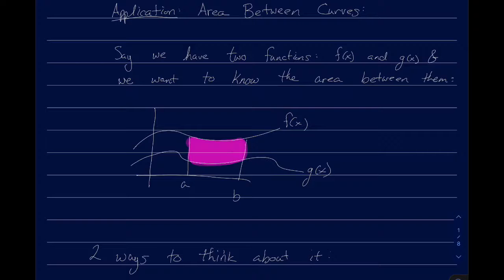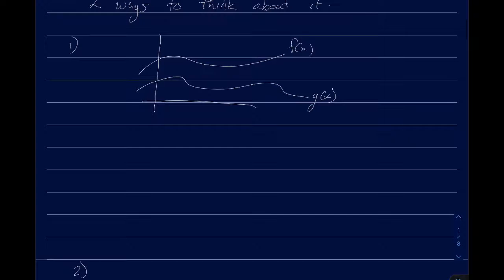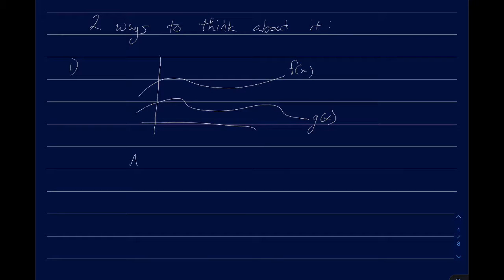So if we have f of x and g of x graphed right here, what we can do is find the area, say, of this pink region, of the area between f of x and g of x between the points A and B. Now there's two ways to think about this. So the first way is we can take the area of f of x and the line y equals 0. So this is just the standard integral of f of x dx from a to b.